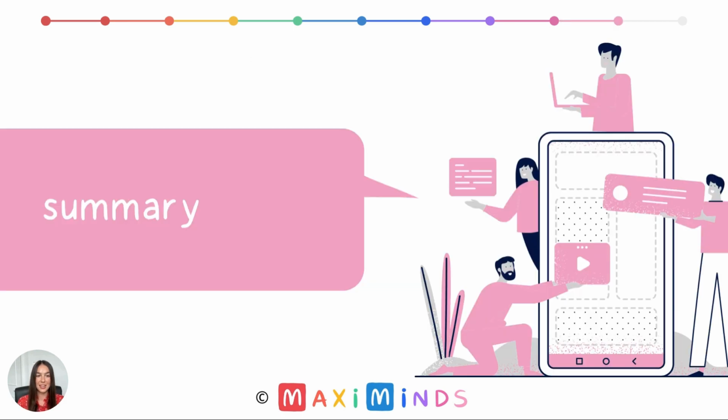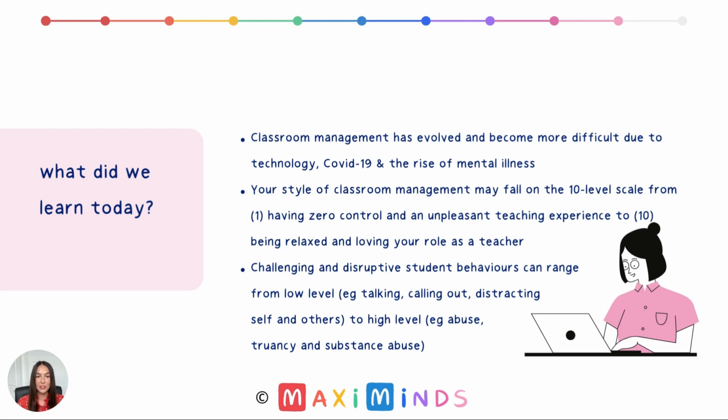So to summarise today, hopefully we learnt that classroom management has evolved and it's become far more difficult and still remains a huge concern for teachers. And this is due to including things like technology, COVID, and the rise of mental illness. Your style of classroom management may fall on that 10-level scale that we looked at, from a 1, zero control, unpleasant learning experience, to a 10, much more relaxed and engaged, for you and your students.